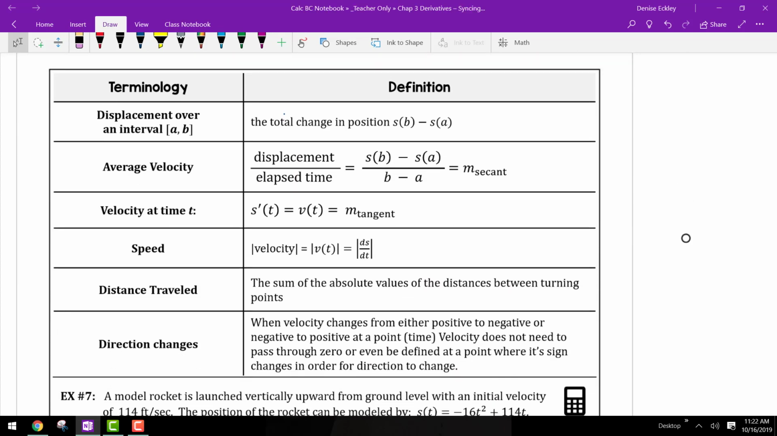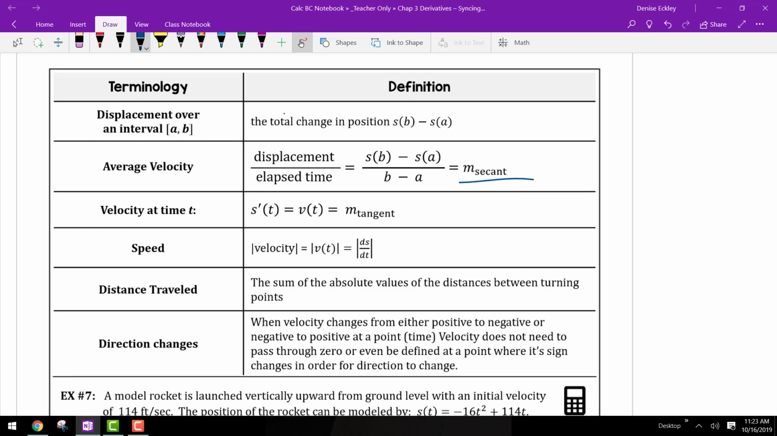Okay, so here's some important terminology that we've been using throughout this section, summarized here. Displacement over an interval A to B is the total change in position from where you ended, subtracting where you started. The average velocity is displacement over the elapsed time. So you take your displacement and you divide that by how much time is elapsed, and of course that is going to give you the slope of the secant line. And your velocity at any time t is the derivative of the position function at that specific point in time. So that is the slope of your tangent line.